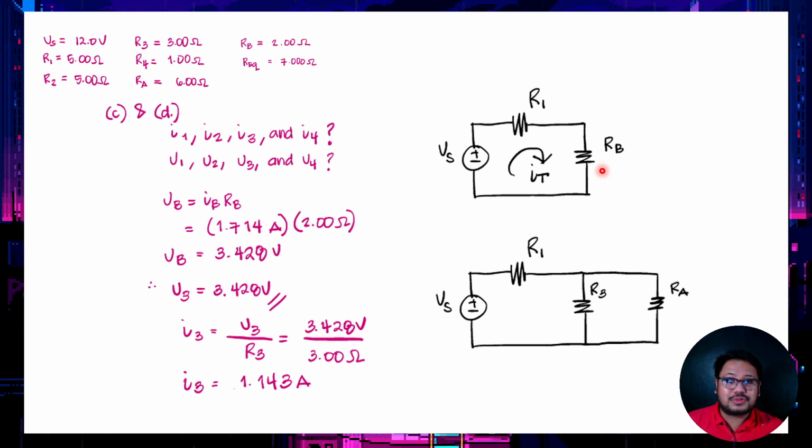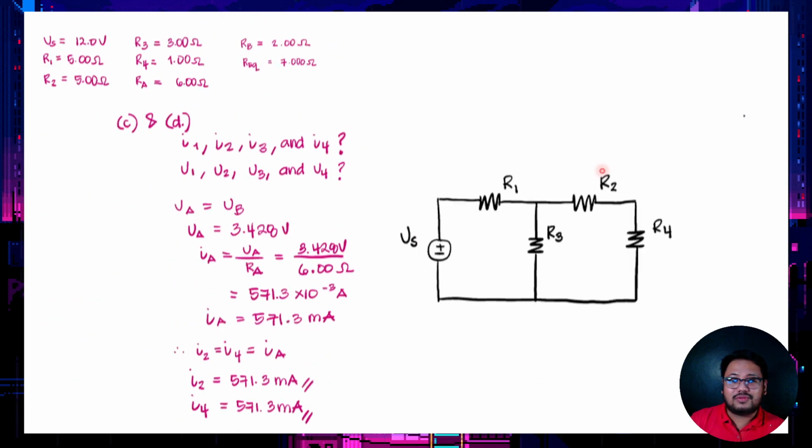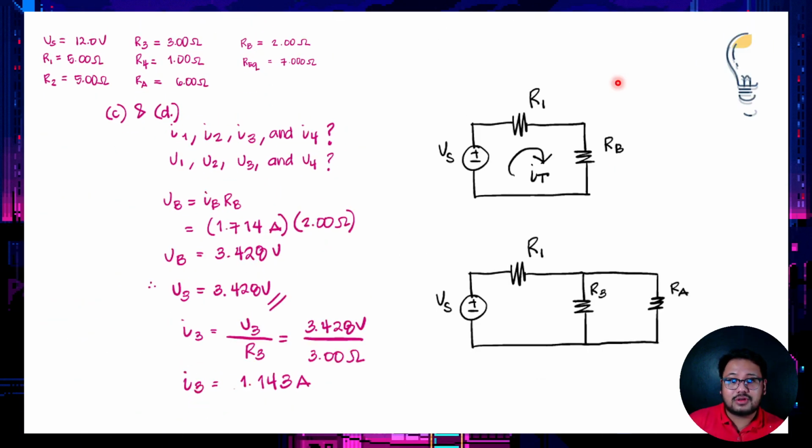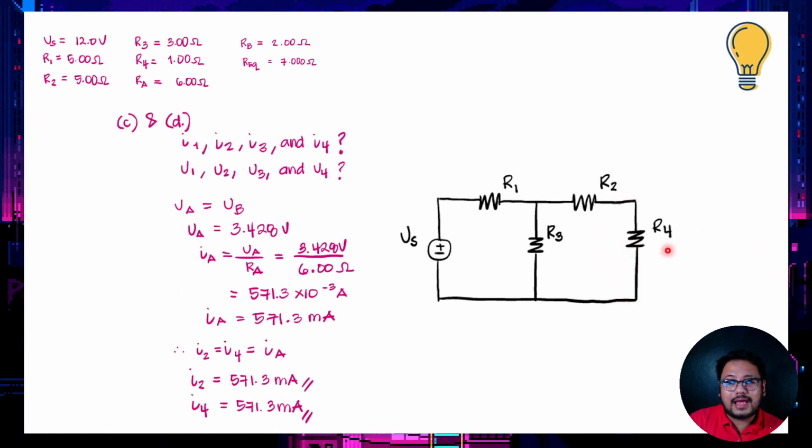Next, let's focus on RA. We know the voltage across RA is just equal to 3.428 volts because RA is in parallel with R3. So VA is just equal to VB, that is 3.428 volts. We could solve for the current passing through RA. So IA is just equal to VA over RA. It will give us 571.3 milliamperes, given that RA is just equal to 6 ohms.